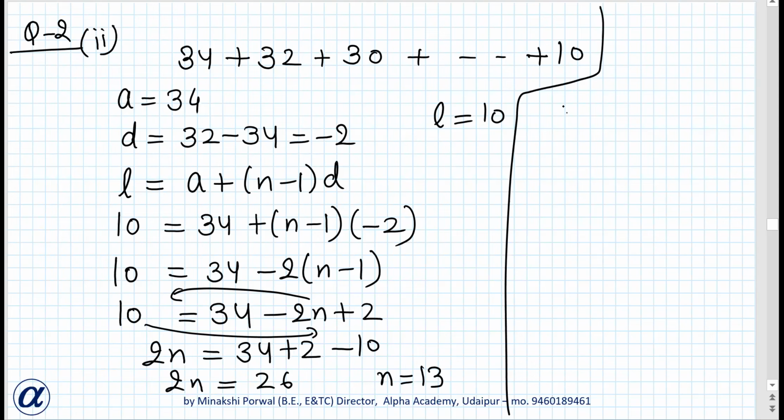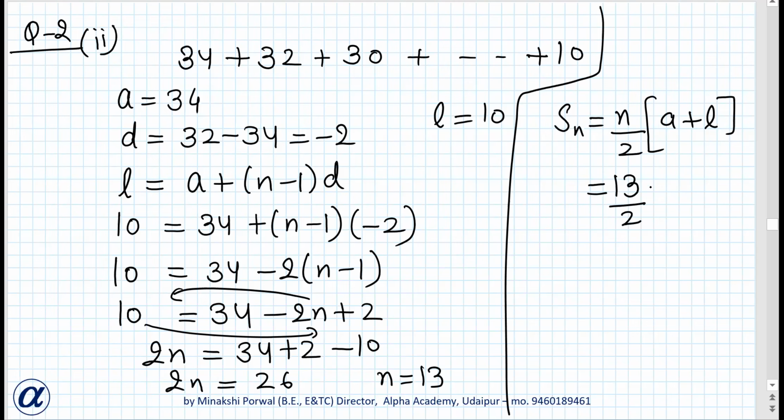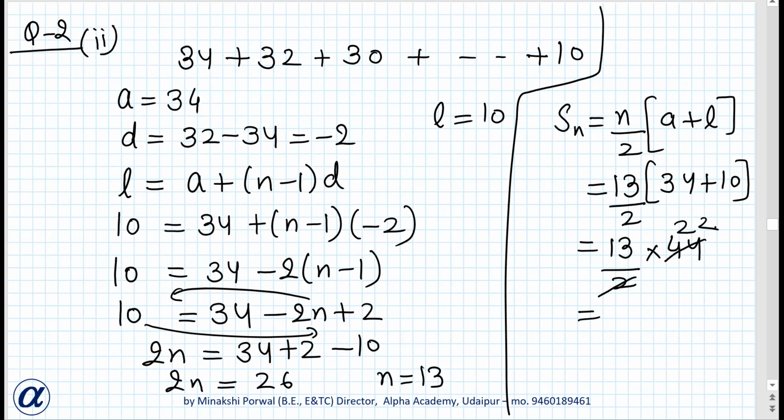Now we have to find Sn. Sn equals n by 2 into (a plus l). When we know the first and last term, we'll use this formula. 13 by 2, a is 34 and l is 10. So 13 by 2 into 44, so this is 22. Now we'll multiply: 13 into 22 equals 286. This is the answer.